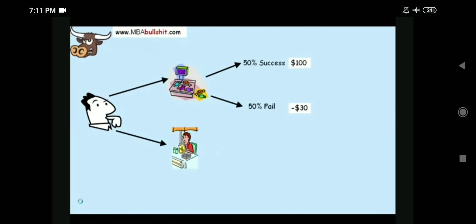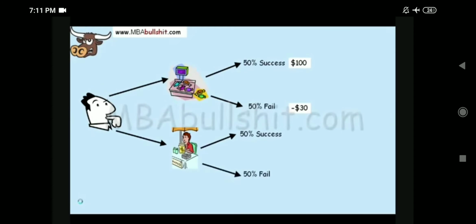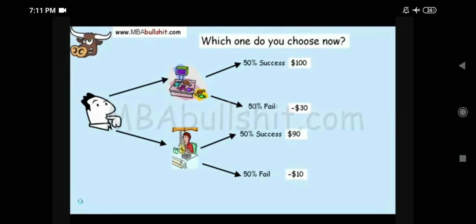On the other hand, if you have a lemonade stand, you also have a 50% chance of success and a 50% chance of failure. If it's a success, you would probably earn $90. If it's a failure, you would probably lose $10. Which one do you choose now? Okay, so now it's not so simple. Actually, it is very simple.